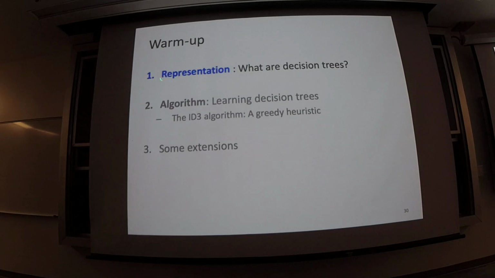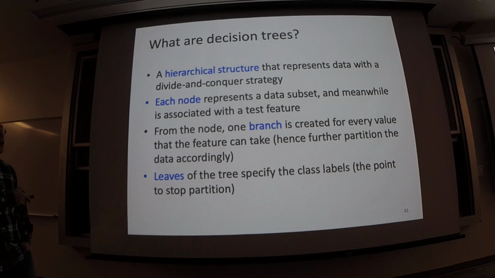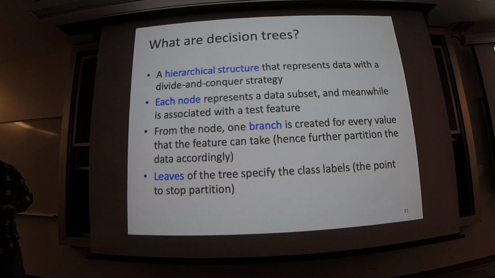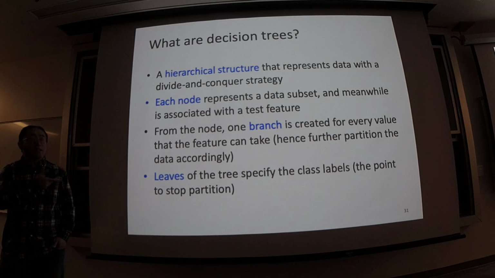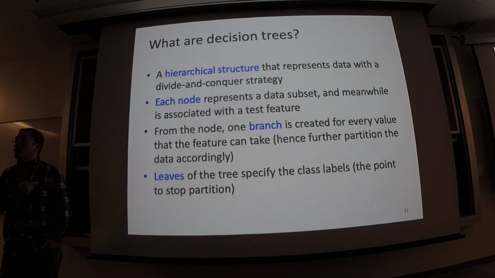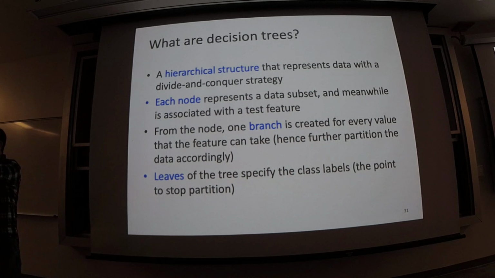So now let us first look at the representation issue. What are decision trees, right? I will first give a general description of decision trees, and then we'll look at some concrete examples. In general, the decision tree is a hierarchical structure that represents the data with a divide and conquer strategy. So it must be associated with the tree structure, right? Each node in the tree represents a data subset. Meanwhile, each node is associated with some test feature. So it uses features to split the data set recursively until it reaches the leaves.